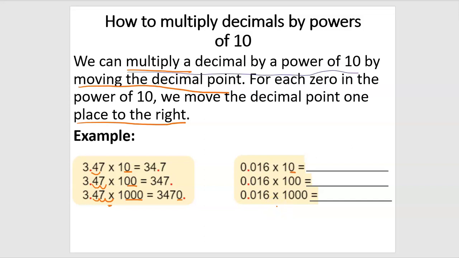1 zero for 10, so I'm going to move it one decimal place. So this is going to become 0.16. 2 zeros in 100, 2 times to the right. So when we multiply, we always go right. If you're dividing, you're going to go a different direction. But when you're multiplying, we always go to the right. Okay, last one, 3 zeros: 1, 2, 3. So this is just going to become 16.